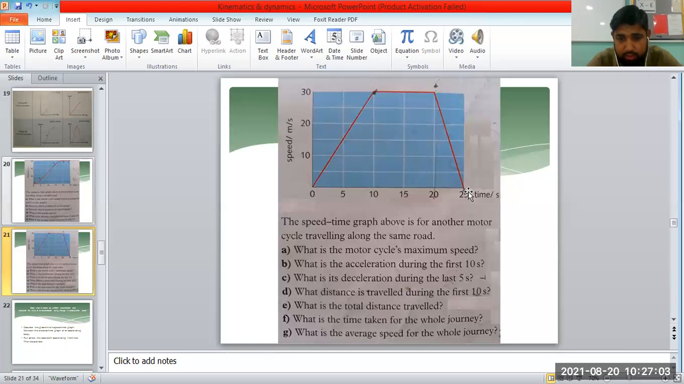What distance is traveled during the first 10 seconds? Part D. So distance traveled in the first 10 seconds will be the area under this graph line. That will be a triangle. So half into 10 into 30.